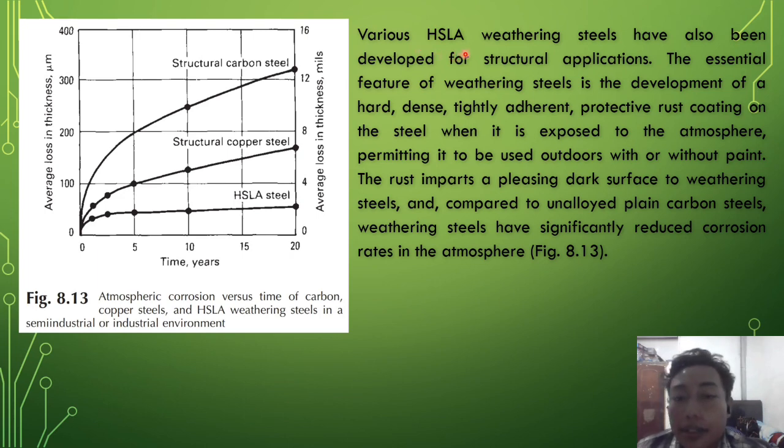HSLA steels have also been developed for structural applications. The essential application is in the development of weathering steel, which forms a protective coating on the steel when it is exposed to the atmosphere, permitting the use of bare steel without paint. There are important uses for dark surface weathering steel, in combination with unalloyed plain carbon steel. Weathering steel has a surface that typically reduces the corrosion rate in the atmosphere, like Figure 8.13.